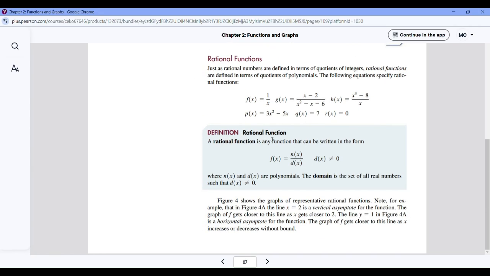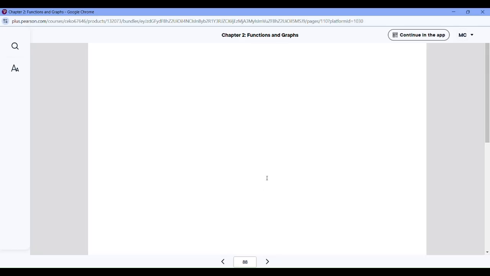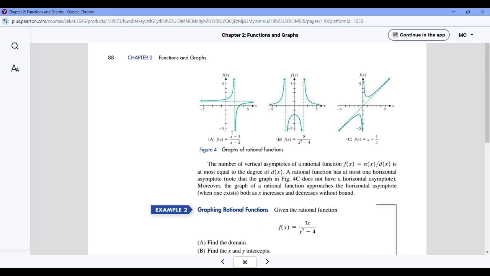A rational function is any function that can be written in this form, where it's a numerator over a denominator. The domain is going to be the set of all real numbers such that the denominator is not equal to 0. So your most restrictive thing is going to be your denominator. Your numerator could be any kind of function. Your denominator is going to be the problem. Okay, moving on. Here are some graphs where we have them being divided. This is a rational function. This is an example of another rational function. It is a rational function, but yeah, okay.